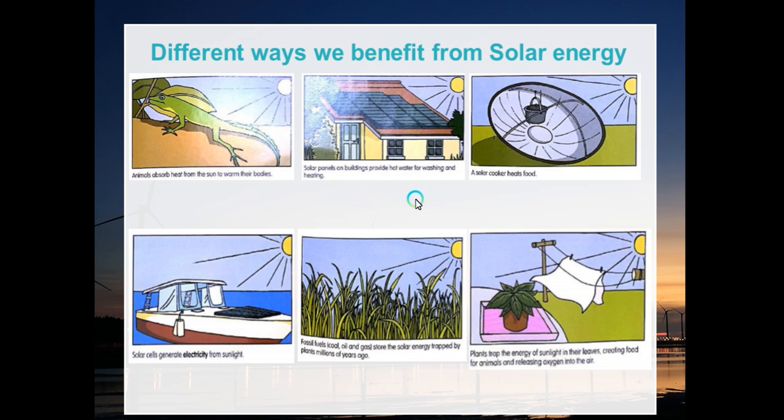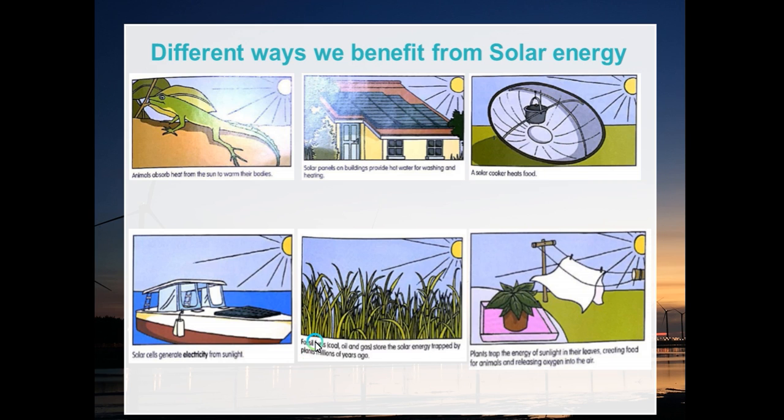Now what about this? A solar cooker. This is the solar cooker. It attracts the heat from the sun and is used to cook the food. Now a solar cell generates electricity from sunlight. This is the solar cell. This is the solar panel. It generates electricity and is used to move this boat.